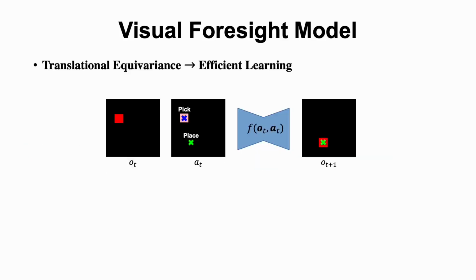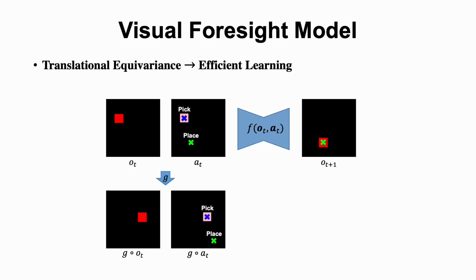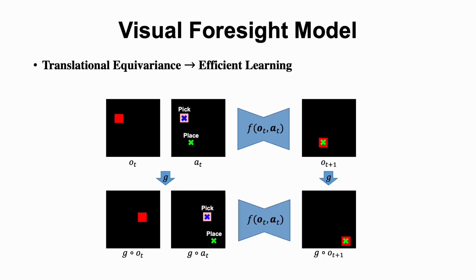By encoding the action in the image space, our method naturally inherits the translational equivariance feature of fully convolutional networks. When applying a translation on the current observation and the action, the next step observation will concurrently be transformed by the same translation. It allows our Visual Foresight model to learn efficiently and predict accurate next step observations with only tens of training data.